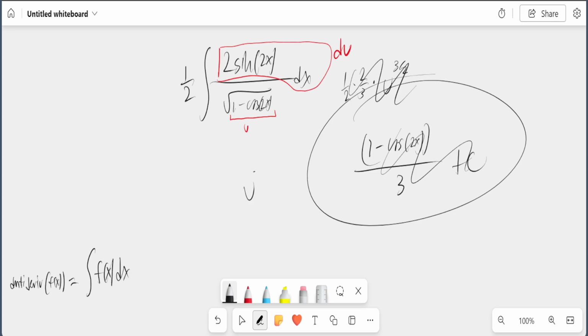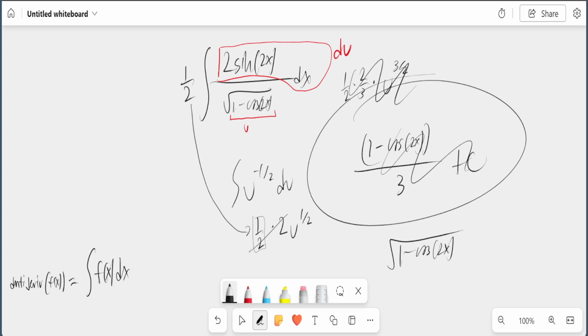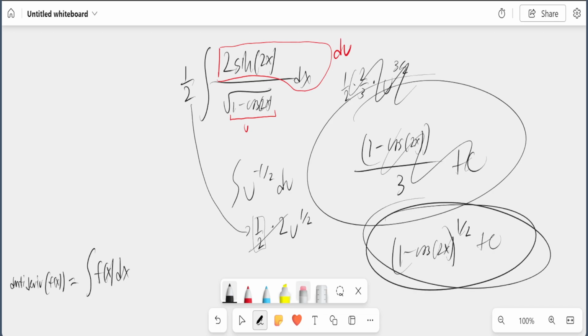Let me, u to the negative 1/2 du. So that's u to the 1/2 over 1/2. So 2 times 1/2 from here, and those cancel out. So yeah, you get square root of 1 minus cosine 2x. Yeah, square root. I'll put it 1/2 though. Plus c. So yeah, you got it right. I made a mistake there. Okay.